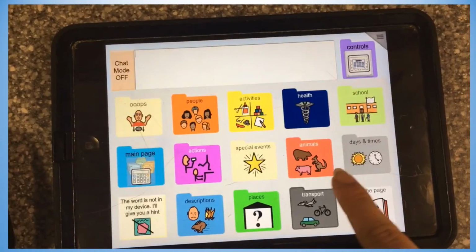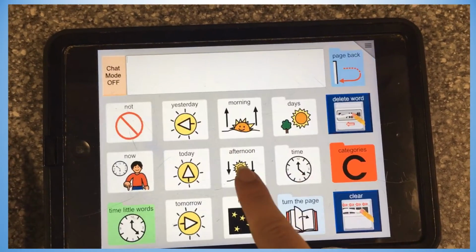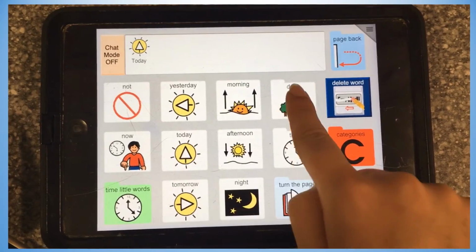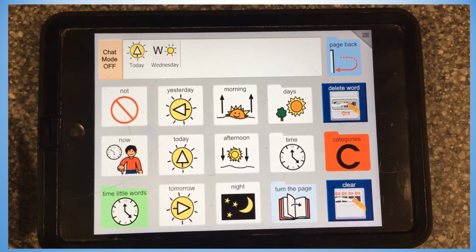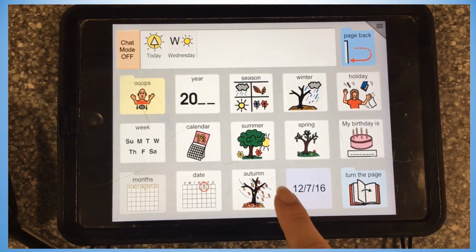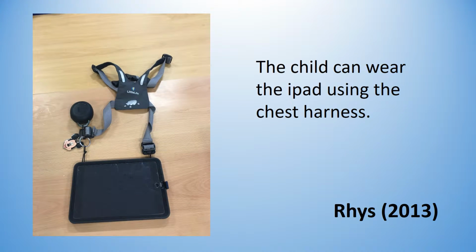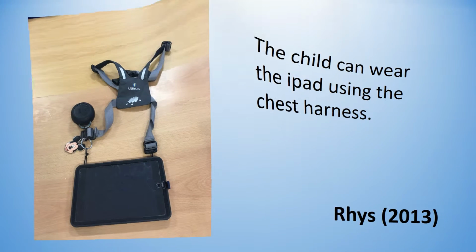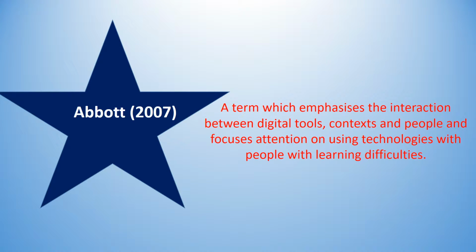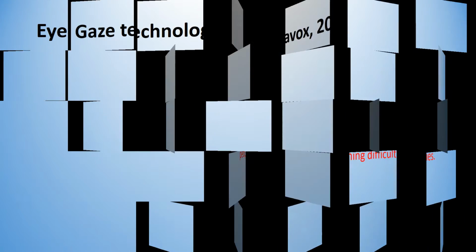For example, a teacher asks, "What day is it today?" and the children can give their answer using the symbols on the iPad. The software is easy to use and reads composed sentences back to the child. iPads are portable, allowing them to be transferred between school and home. Abbott would describe this use of technology as e-inclusive practice, as digital tools are encouraging interactions between contexts and people to support children with learning difficulties.